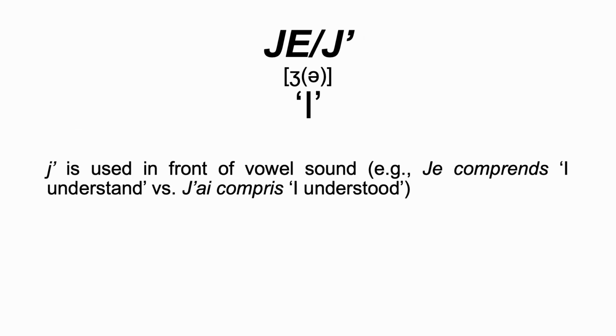Let's start with the first person singular pronoun, je. I repeat, je, which becomes j' in front of a vowel sound. This is an example of elision. So compare and repeat: je comprends, I understand, versus j'ai compris, I understood.